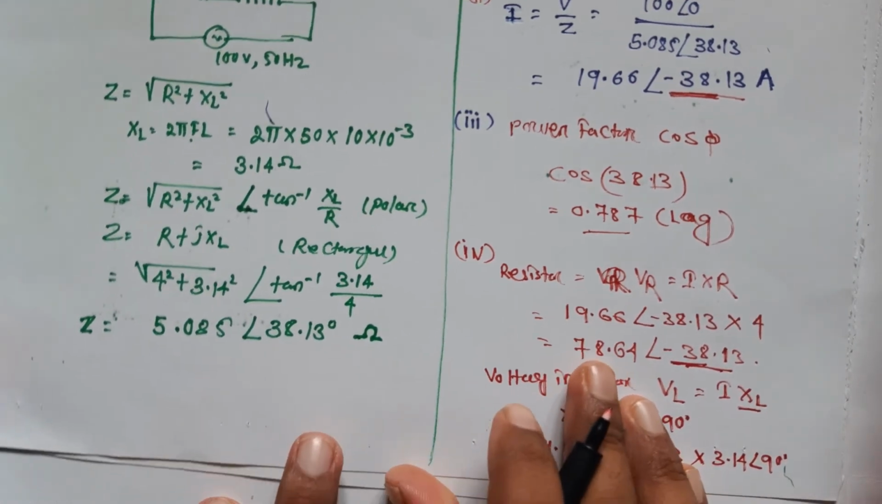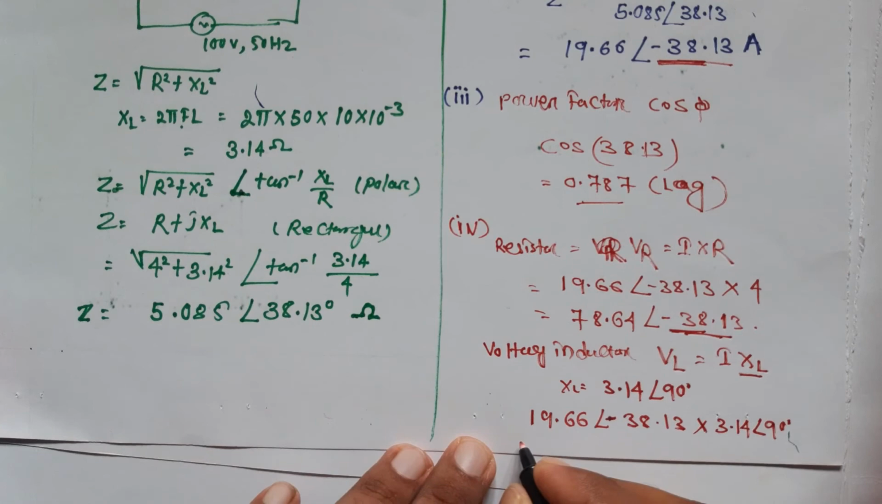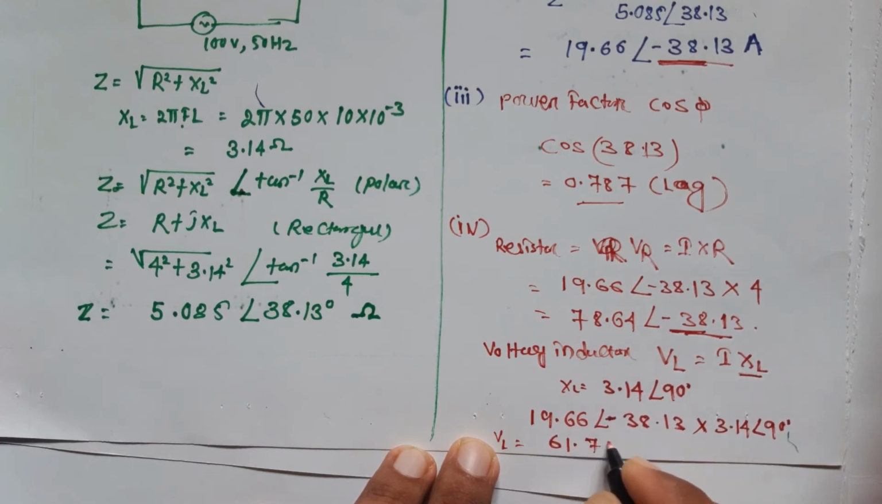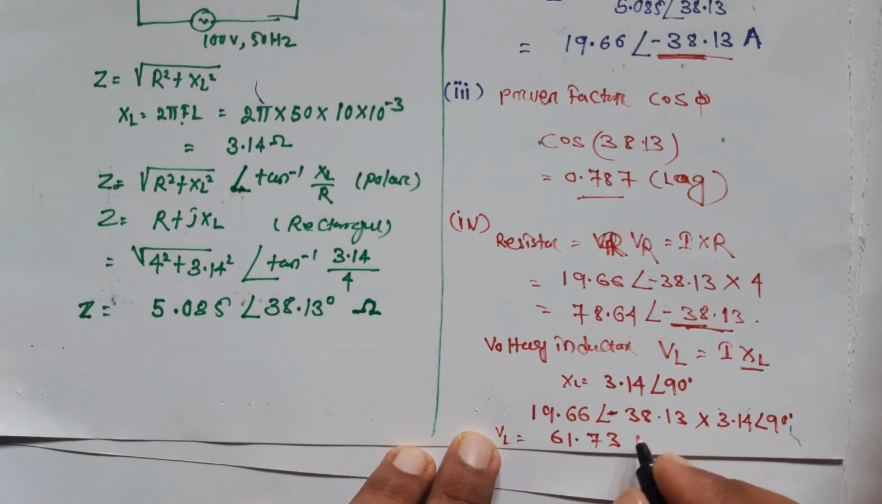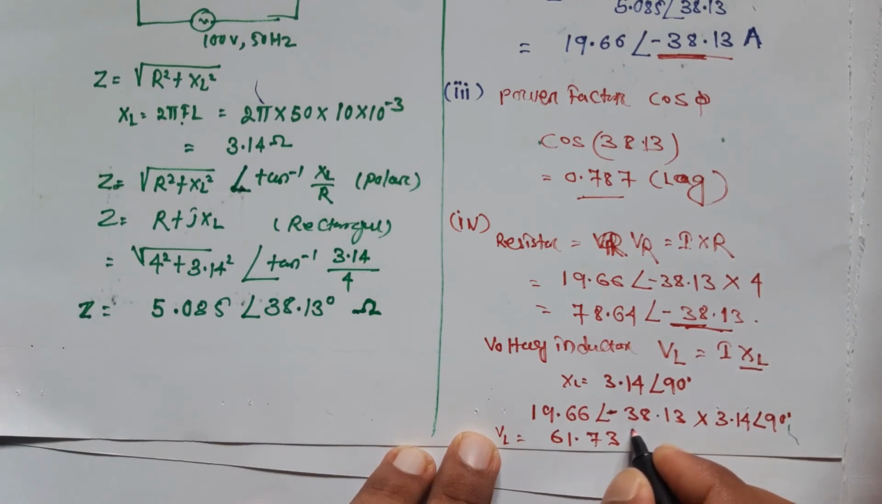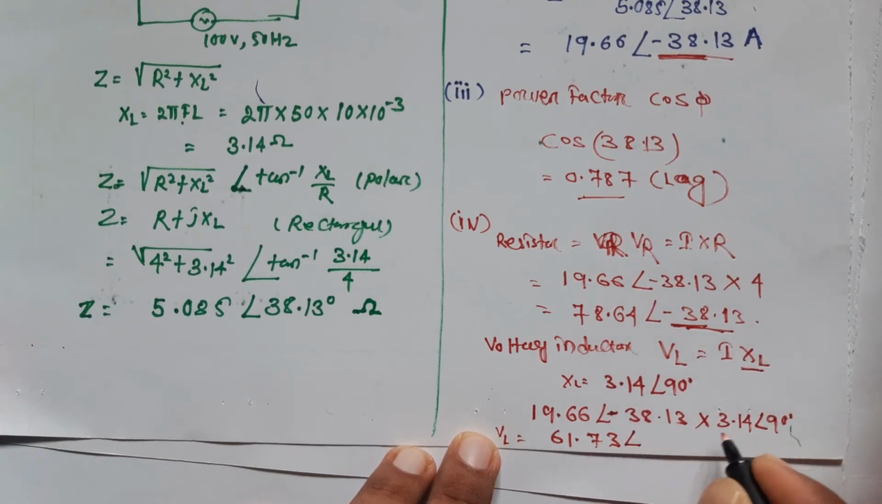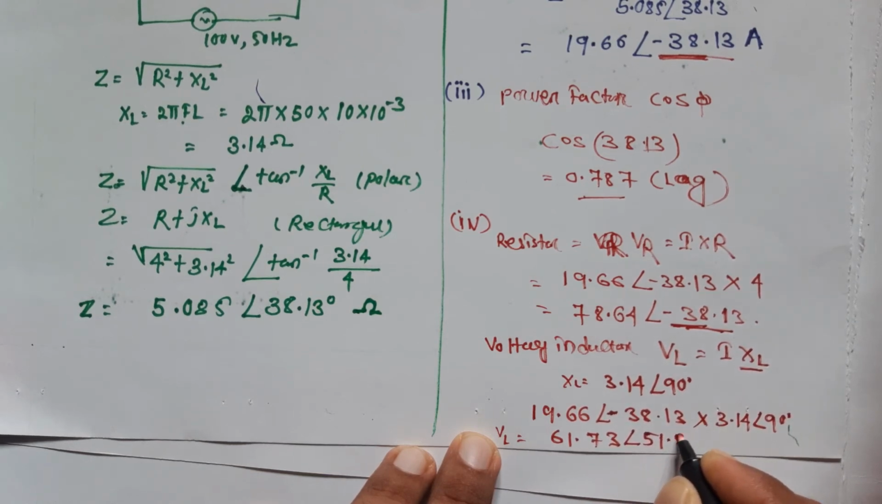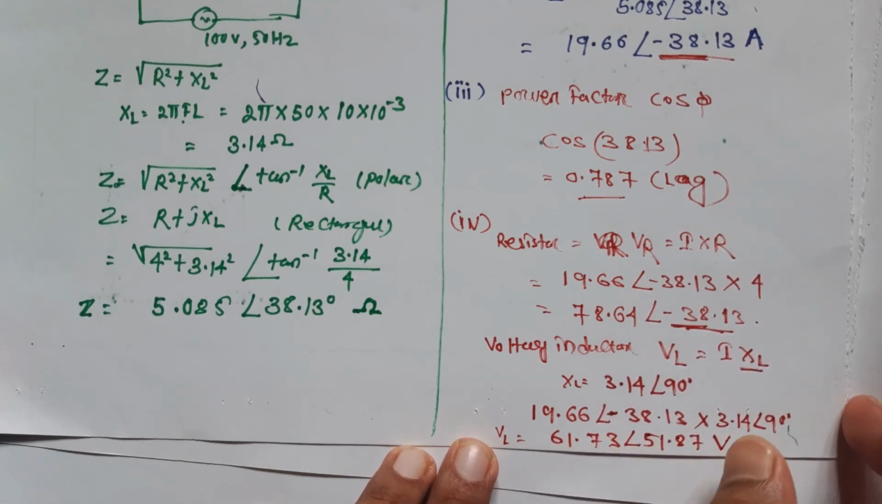Completing this, we got VL equal to 61.73, with the angles subtracted, so it is equal to 51.87 volts. Okay, we got this VL value.